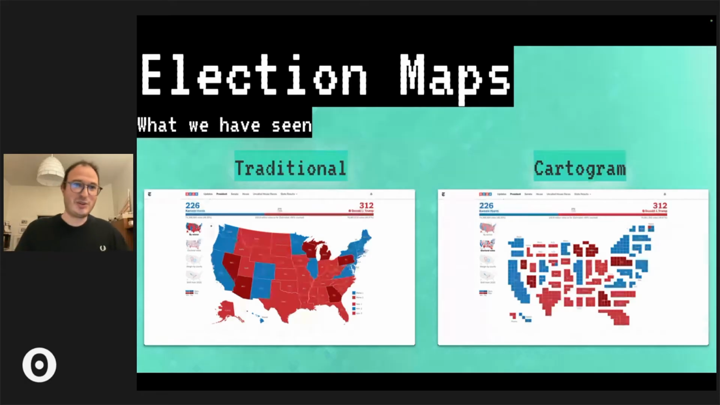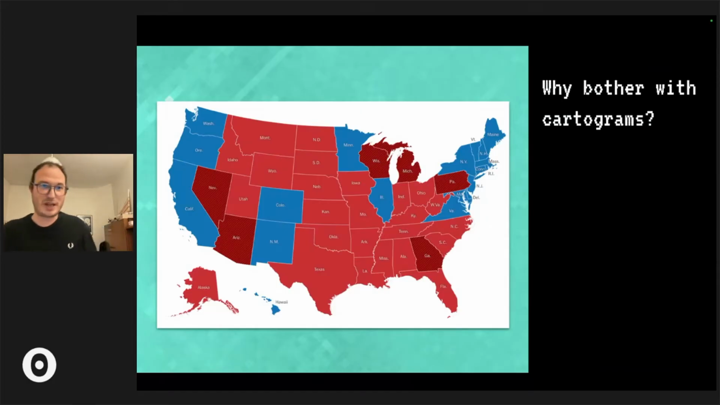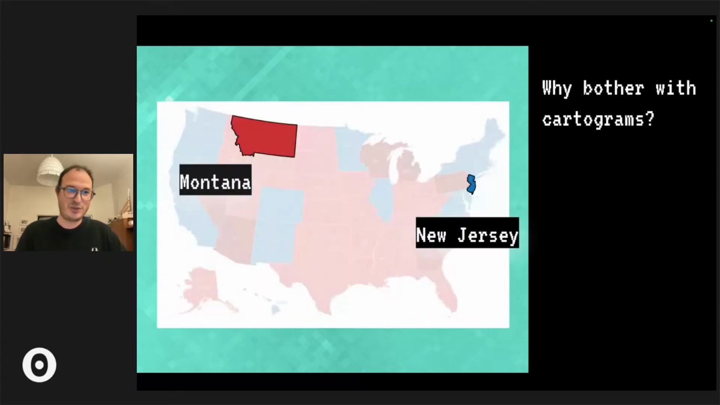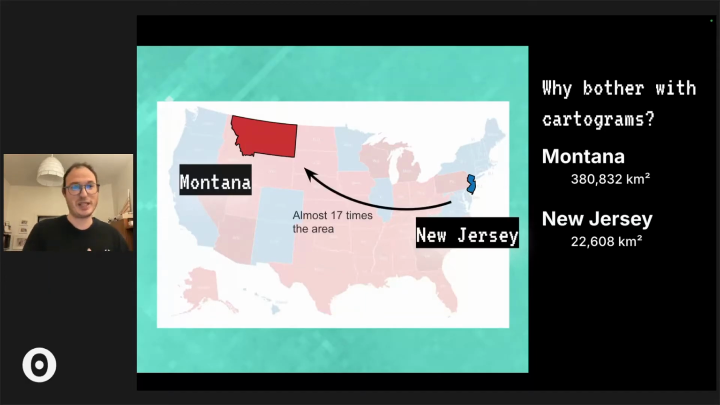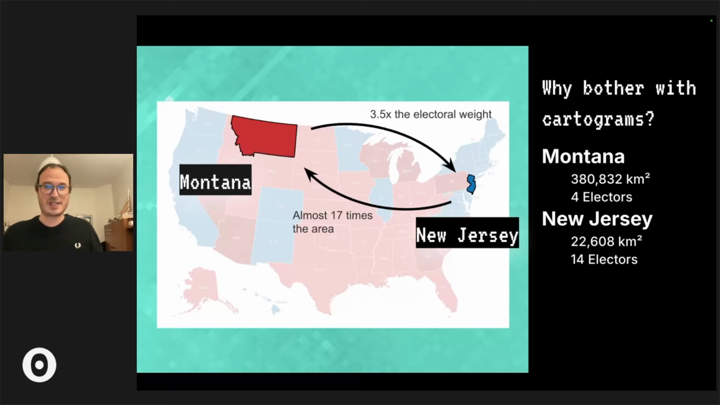So that's great. Nowadays you see traditional maps and cartograms, but why do we even bother with cartograms? The reason is pretty simple, and I'll try to explain it. If we focus, for example, on those two states, Montana and New Jersey, you see they're quite different in size. The area of Montana is almost 17 times larger than New Jersey. But within the election, New Jersey is much more important because it has 3.5 times the amount of electors.